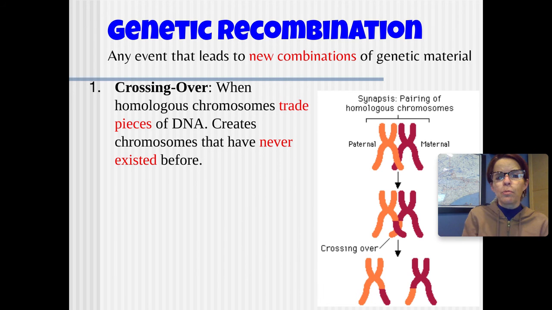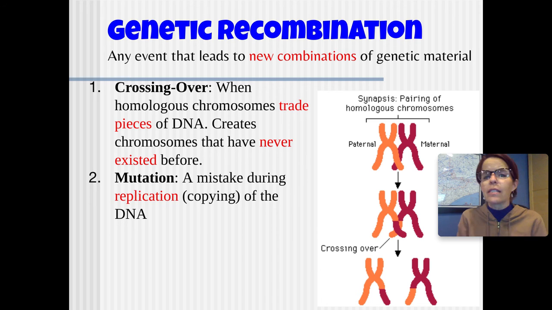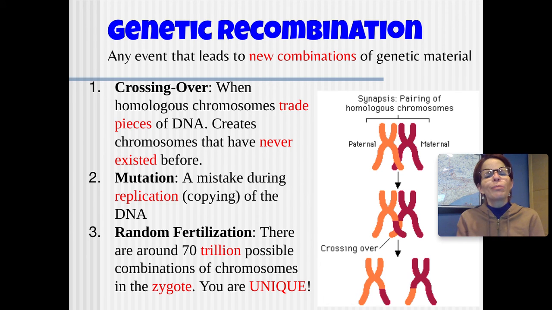Crossing over is the first place where we're trading pieces of DNA. It creates chromosomes that have never existed. Mutations, like bacteria. So as our cells are copying the DNA, we get new mutations, and that sometimes creates good mutations. Most of the time mutations are harmless or bad for us, but occasionally there's a good mutation.